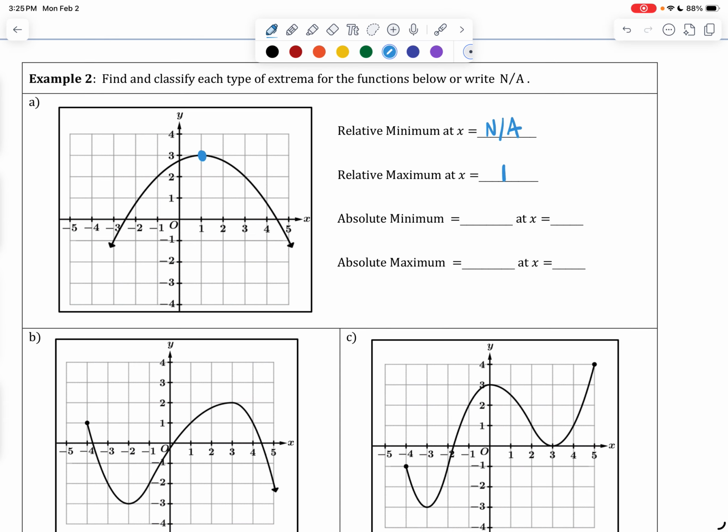There is one absolute maximum, and it is also a relative maximum. All relative maximums are candidates for absolute maximums. If it's an absolute maximum, of course it probably meets the criteria to be a relative maximum as well, but we use that more specific name rather than calling it relative and absolute. We just say it's absolute, and it implies it's probably also relative. So our absolute maximum value is 3, and it occurs at x equals 1. There is no relative or absolute minimum.